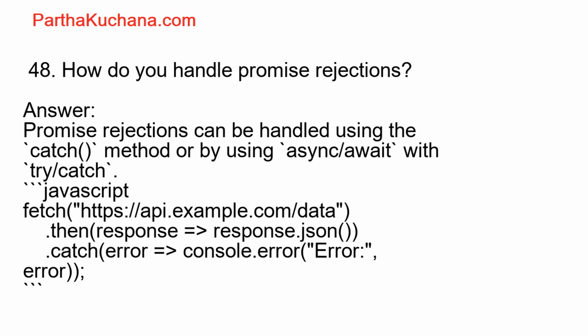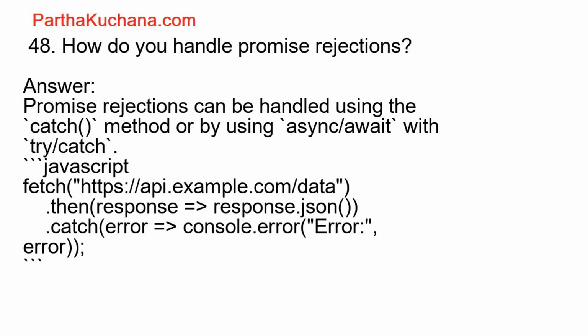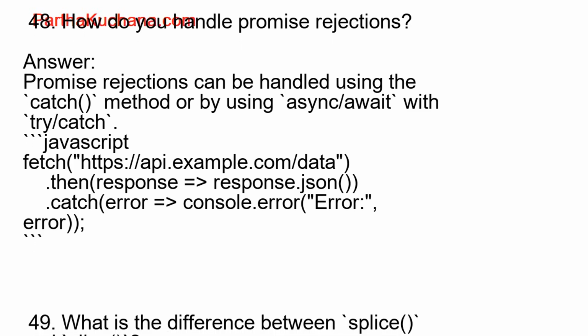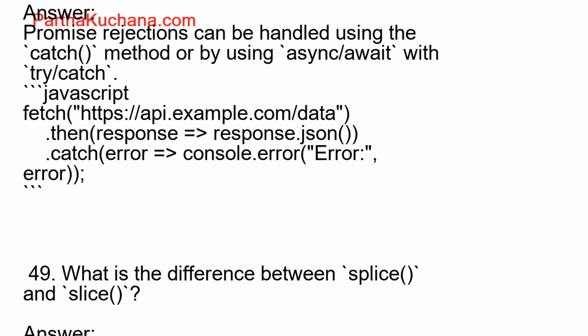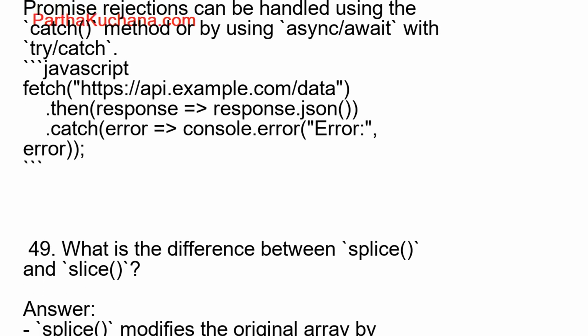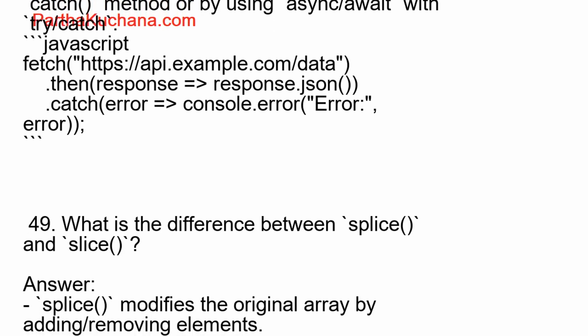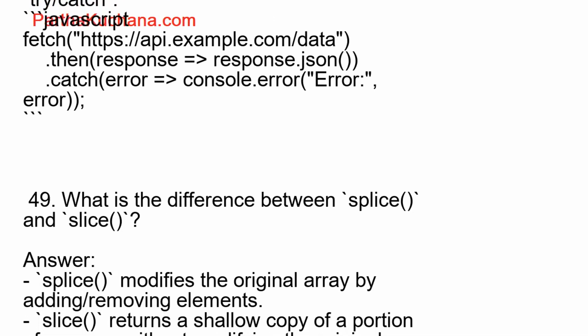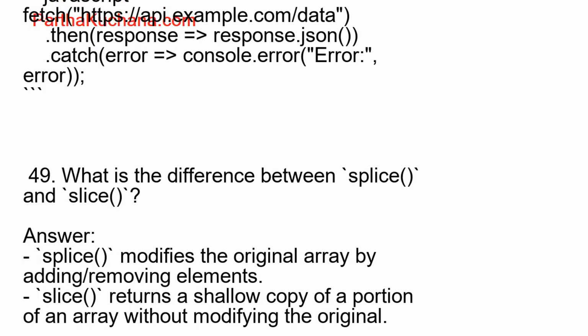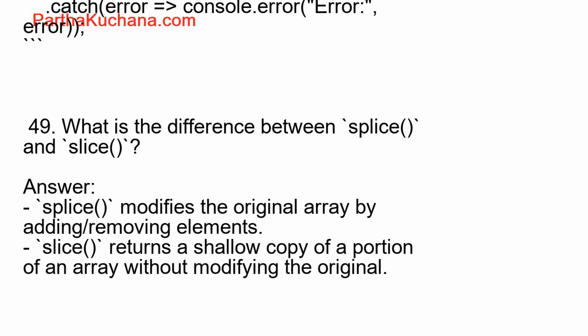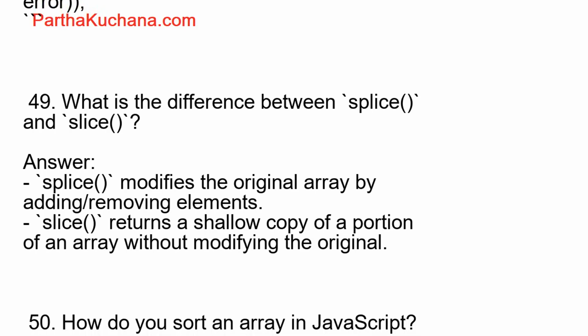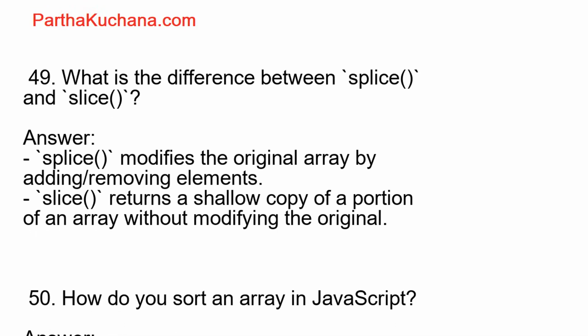50. How do you sort an array in JavaScript? Answer. You can use the sort method to sort an array. By default, it sorts alphabetically. For numeric sorting, a compare function is required. JavaScript. Let numbers equals 10, 5, 2, 8. numbers.sort a, b equals a - b // sorts in ascending order.